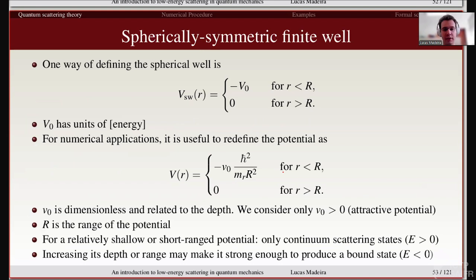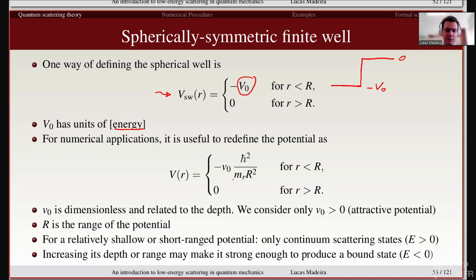Okay, so I think everyone is familiar with the spherical well. Here I'm going to consider just the attractive case. So it's constant for distances smaller than the range of the potential, and then it's going to be 0 outside the range of the potential. Okay, and probably you are used to writing the potential as I'm writing here in the first part of the slide. Where this capital V naught has units of energy, right?